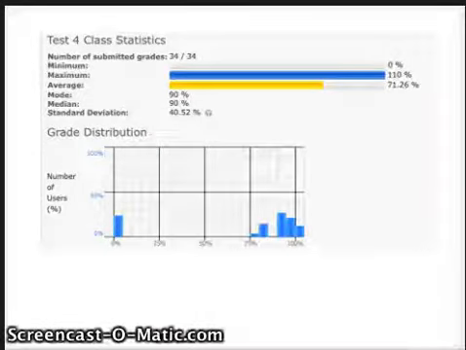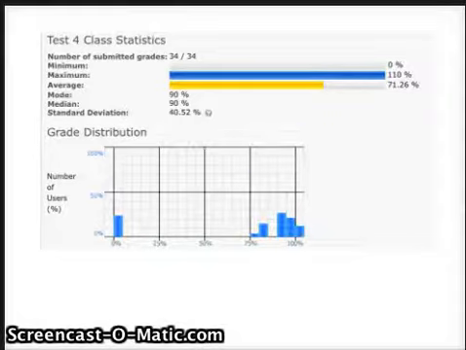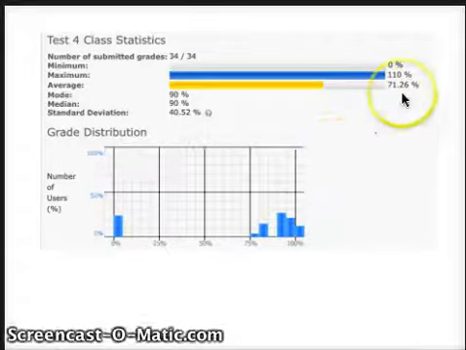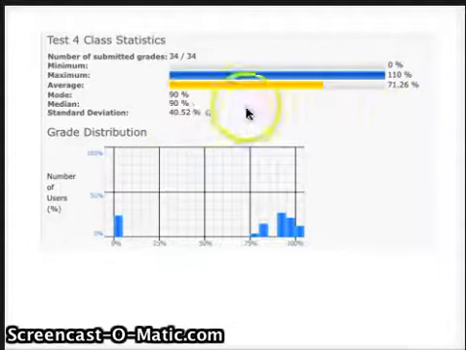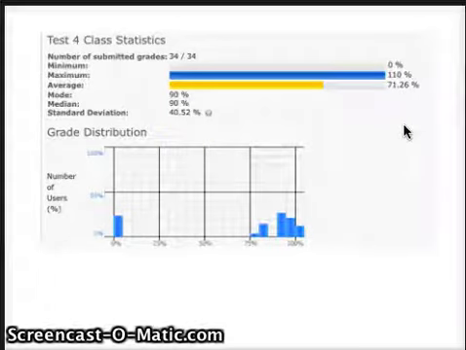Okay, there you can see your performance. Notice what I said about the difference. Here's the mean or the average, and then the median is 90. That means half of the class did 90 or more. That's pretty good. All right, let's continue.